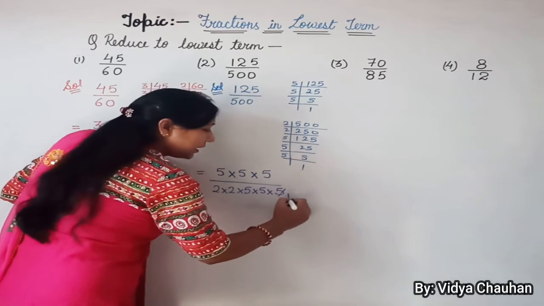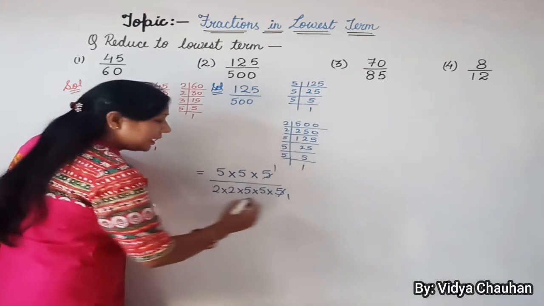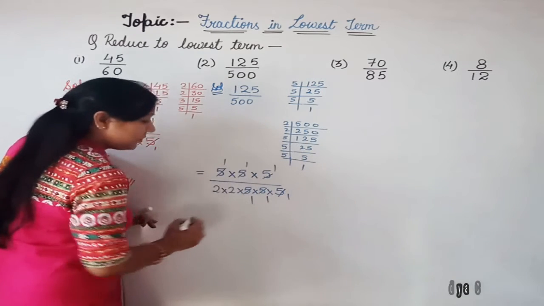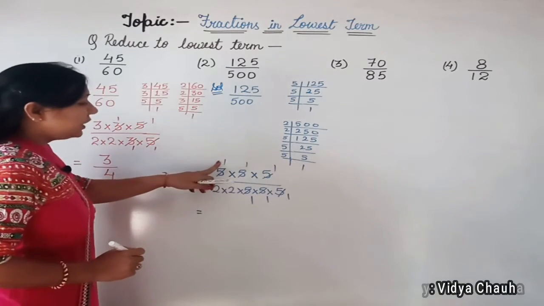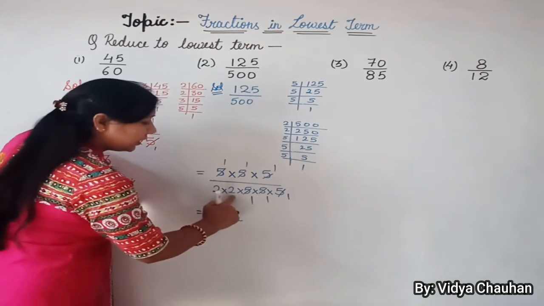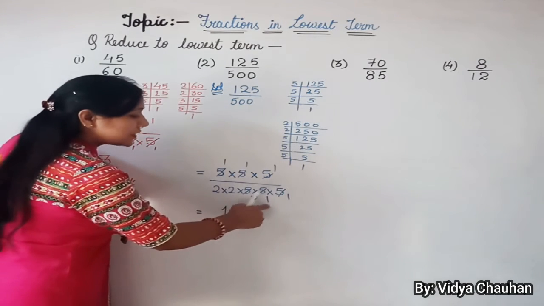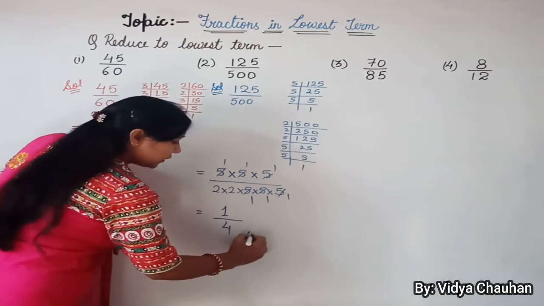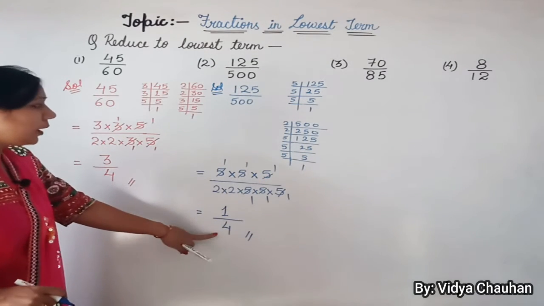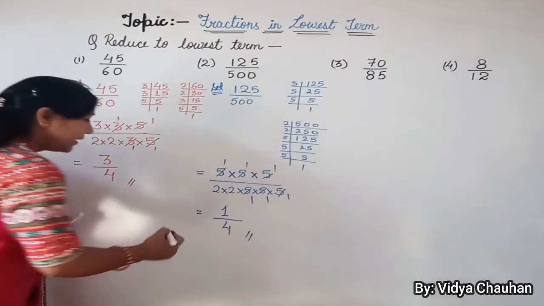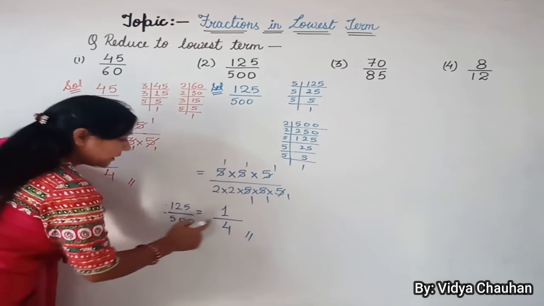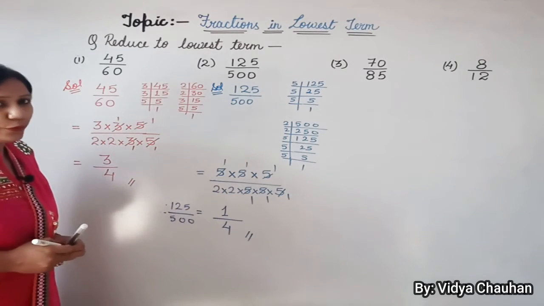To simplify the common terms. So 5 and 5 simplified, 5 and 5 simplified, and one more pair of 5 and 5 simplified. So what are you left with in the numerator? 1 ones are 1, 1 ones are 1. In the denominator, 2 twos are 4, 4 ones are 4, 4 ones are 4. So what is your answer? The lowest term for 125 upon 500 is 1 upon 4. Clear, students? So you can write here that therefore 125 upon 500 is equal to 1 upon 4.